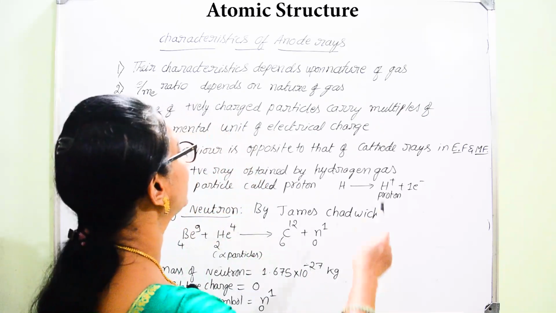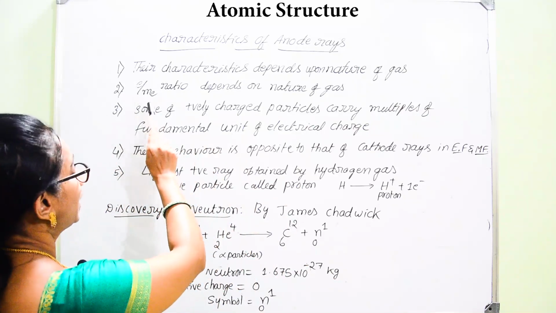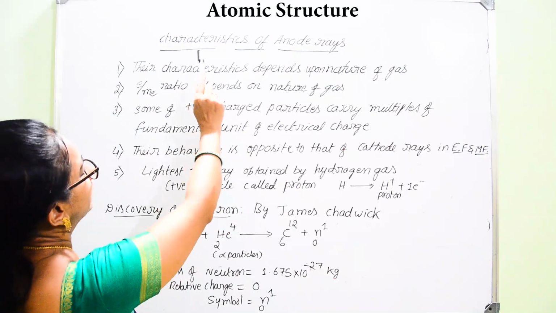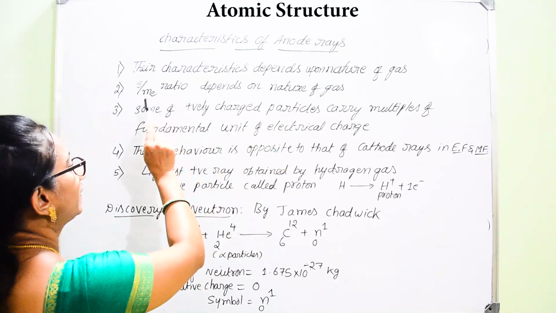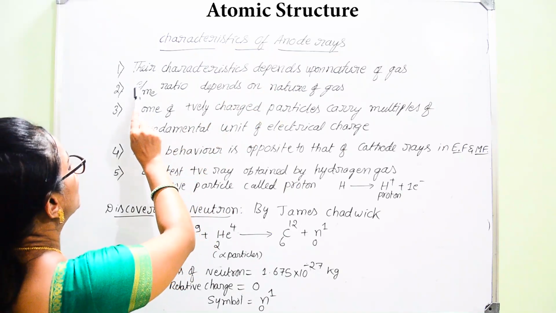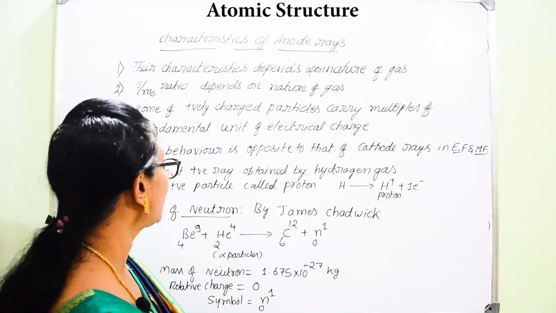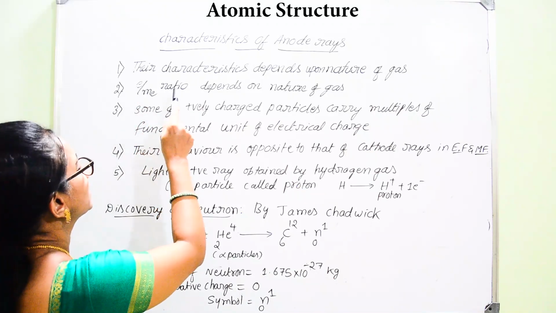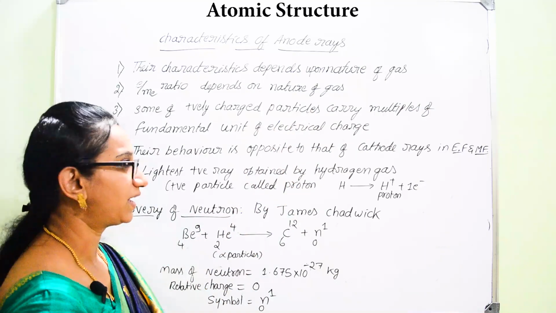The characteristics mainly depend on the nature of the gas. And secondly, the charge to mass ratio of these anode rays depends on the nature of the gas. Considering it in the same way as the previous, the charge to mass ratio contains the mass value. So if there is a change in the gas, exactly there will be a change in the mass of those positively charged ions. Hence that ratio will also depend on the nature of the gas.